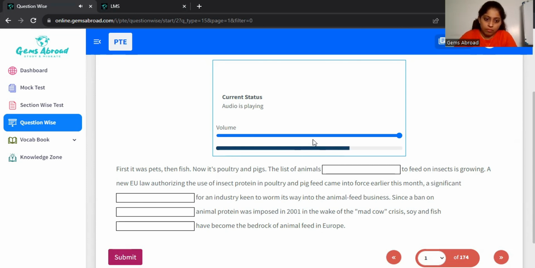Since a ban on processed animal protein was imposed in 2001 in the wake of the mad cow crisis, soy and fish meal have become the bedrock of animal feed in Europe.